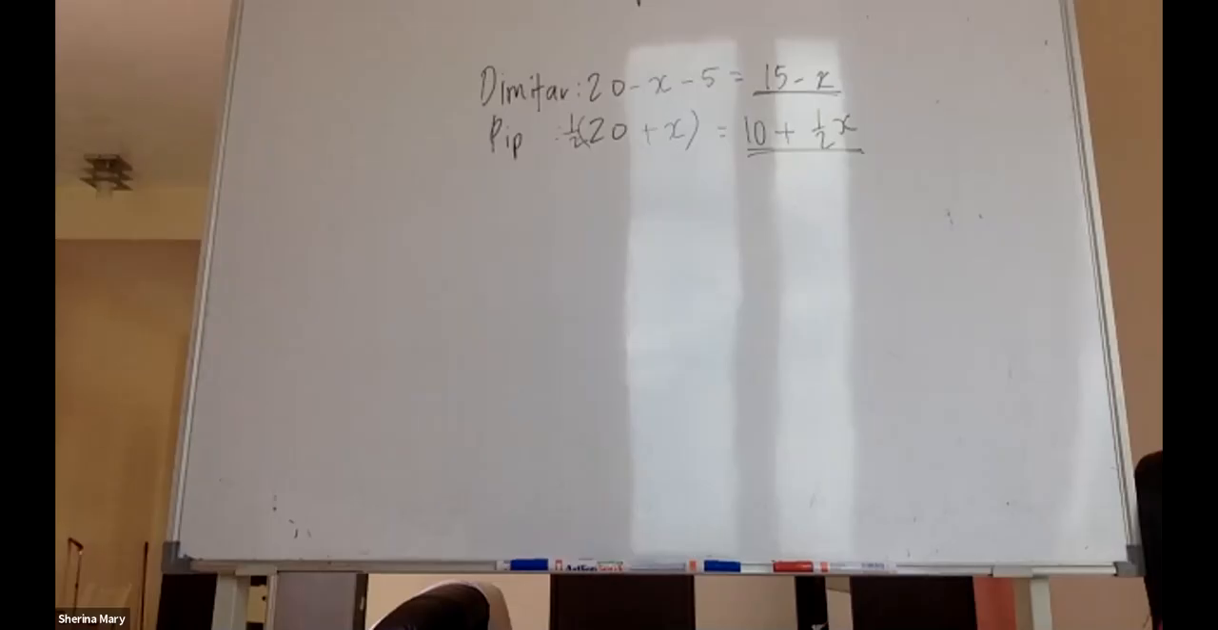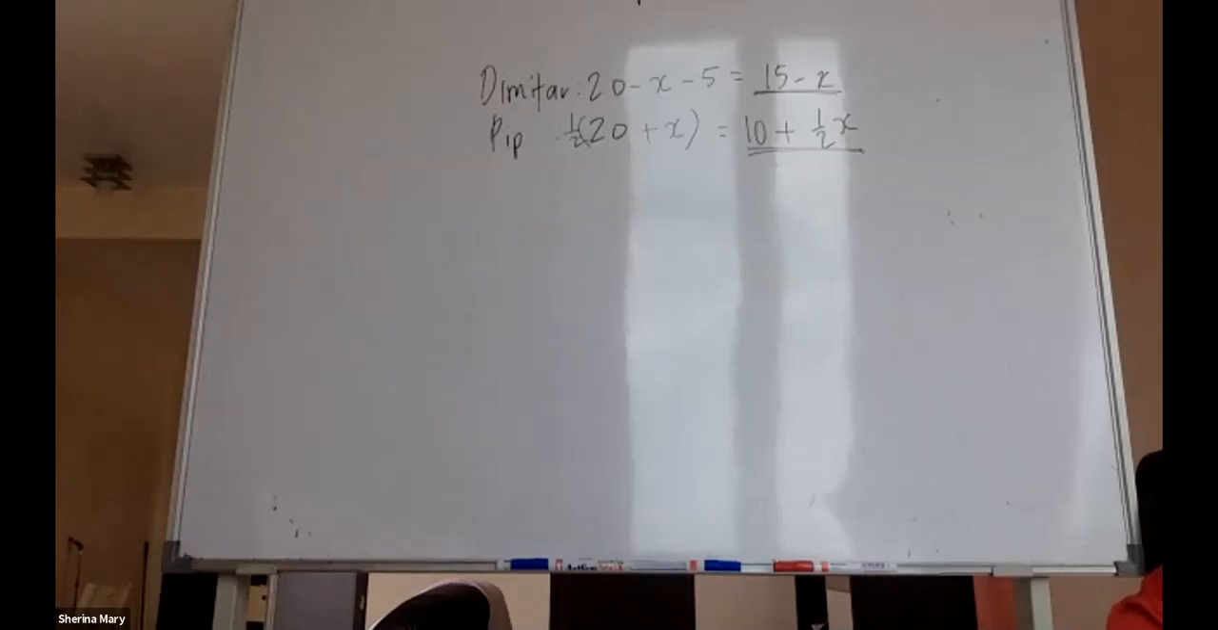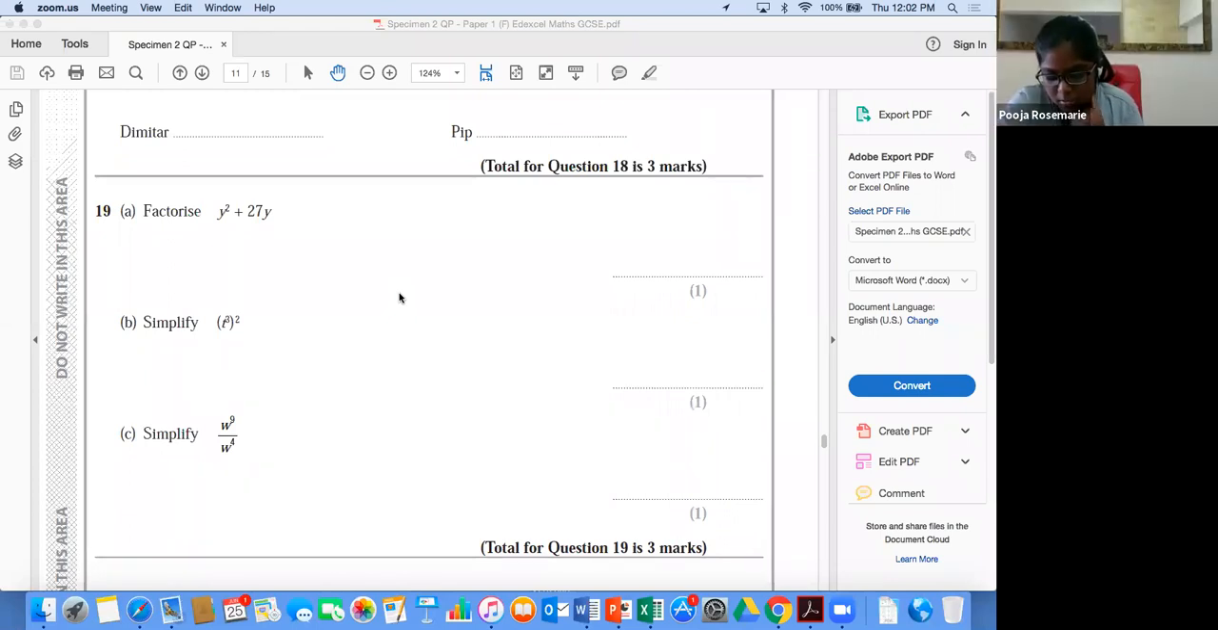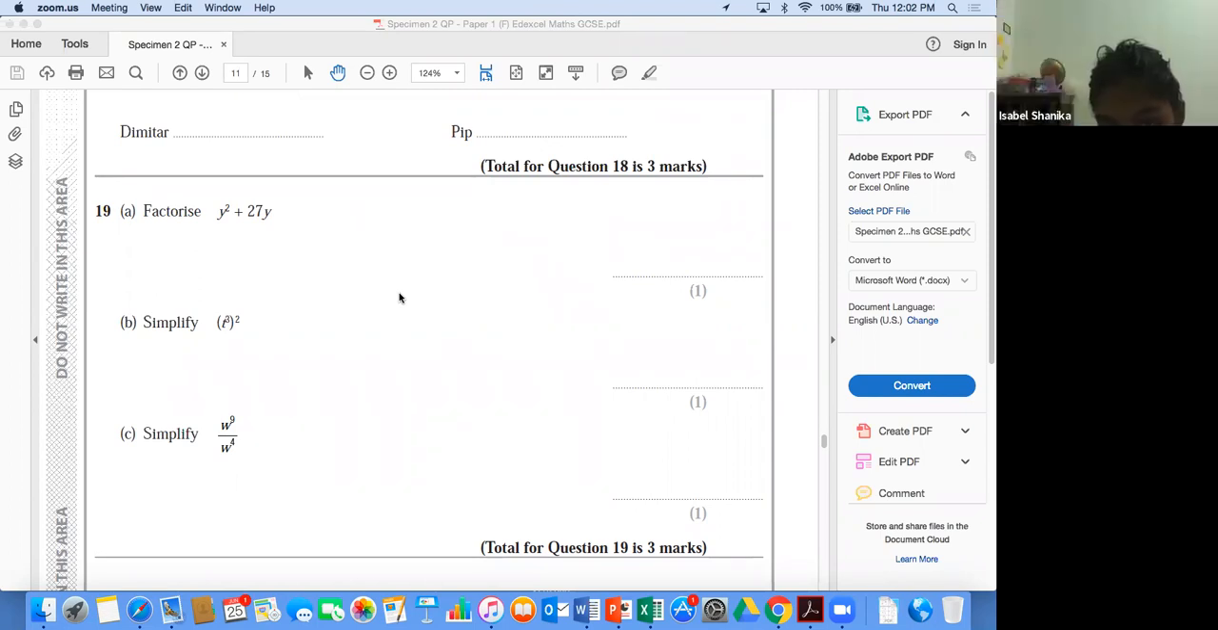Okay. Anyone have any questions? Not sure. No, sure. Okay, can we go on to the next one, or are you all still copying? Can go next one. Okay. Let's look at the next one, 19a. Factorize the first one. So what do you all get after you factorize? Y bracket Y plus 7. Okay. So for A it is y bracket y plus 7.